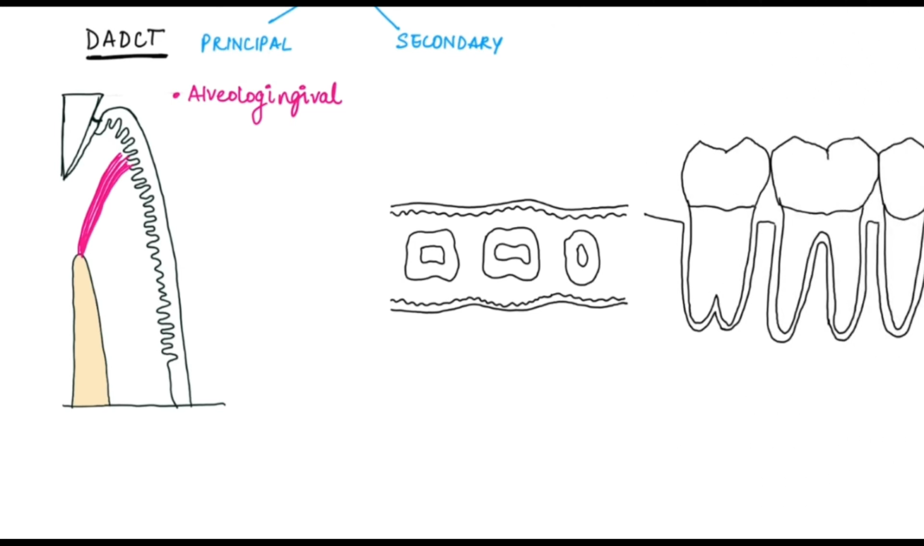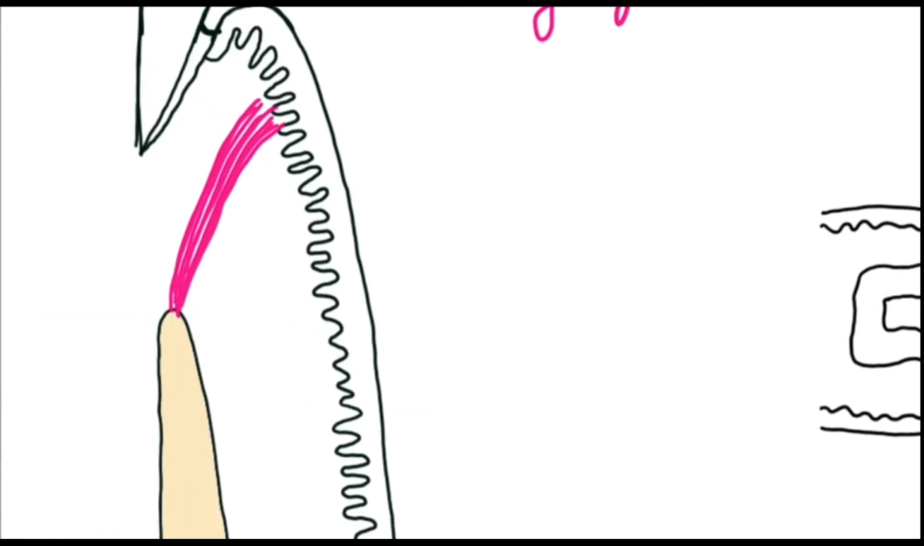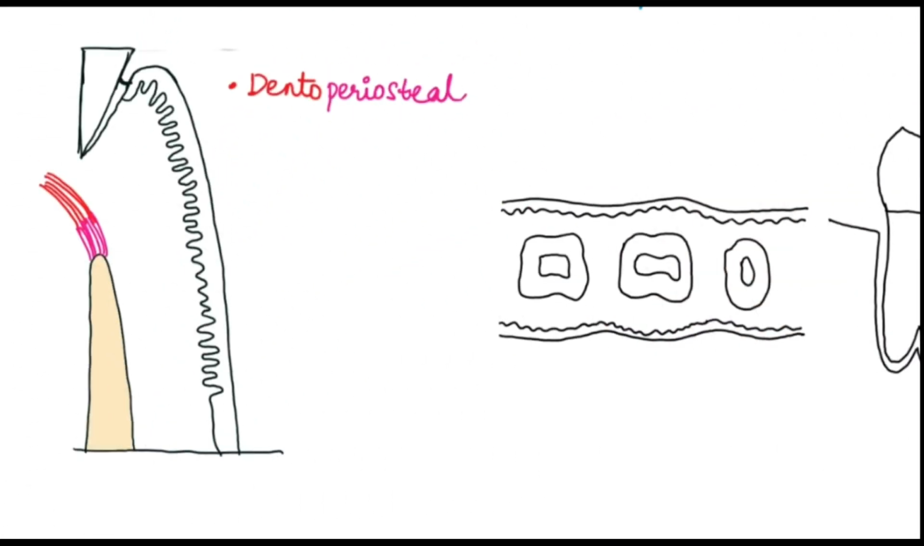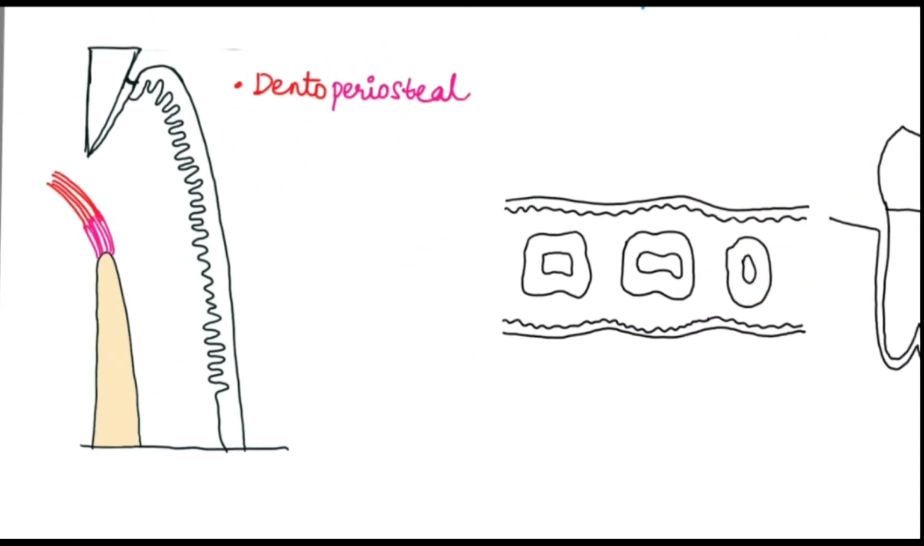Coming to the next group of fibers, these are known as the alveolo-gingival group of fibers. So these fibers originate from the periosteum of the bone and they go coronally into the lamina propria. So these are your alveolo-gingival. The third group is the dentoperiosteal. So till now we saw the fibers going from the tooth to the gingiva and from the bone to the gingiva. Now if they go from the tooth to the bone, that is known as dentoperiosteal.